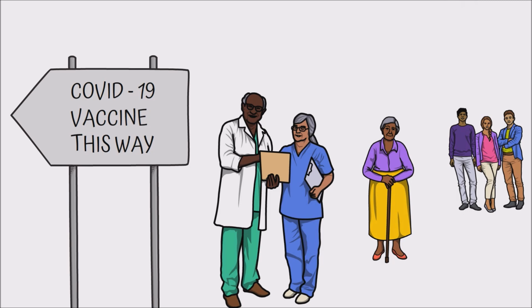Right now, anybody can't just join the line, because depending on where you fall on the priority list, you may or may not get the vaccine. Now you might wonder what this has to do with math. Well, let's get into it.